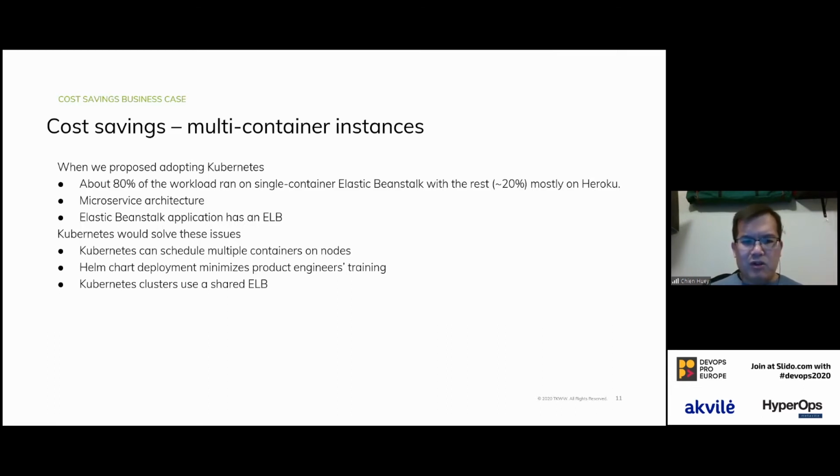The other thing which has cost implications is that every Beanstalk application has an ELB, right? An ELB costs roughly, at least in USD, about $15 a month. And so you're in that cost whether you have one instance or five instances. It's the same fixed cost. So Kubernetes, we felt, would solve these issues by default, with very little interaction, by scheduling multiple containers on nodes. That's if they're appropriately sized, that's what's going to happen.